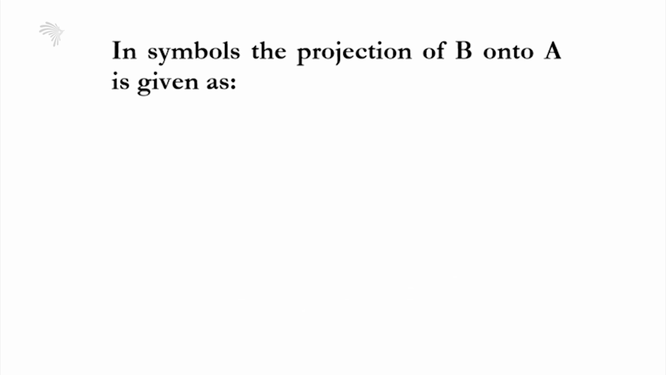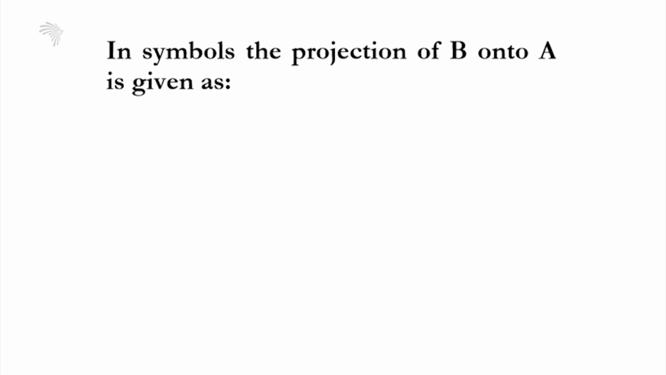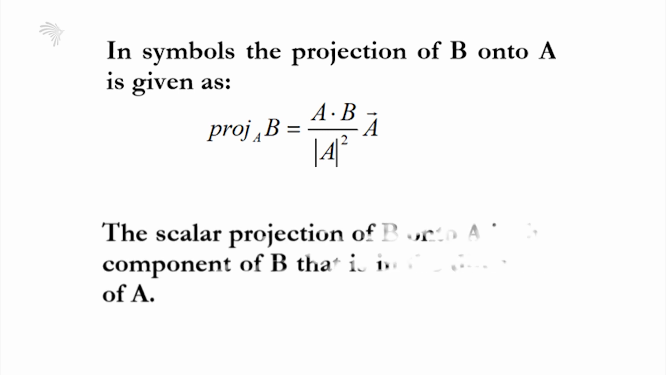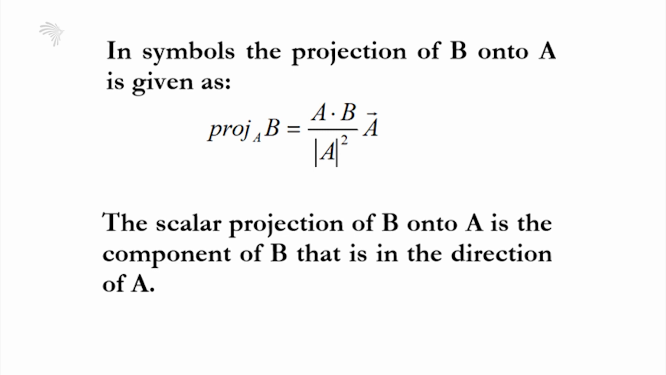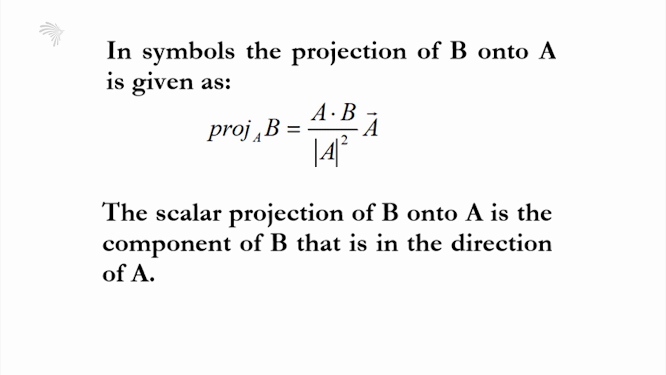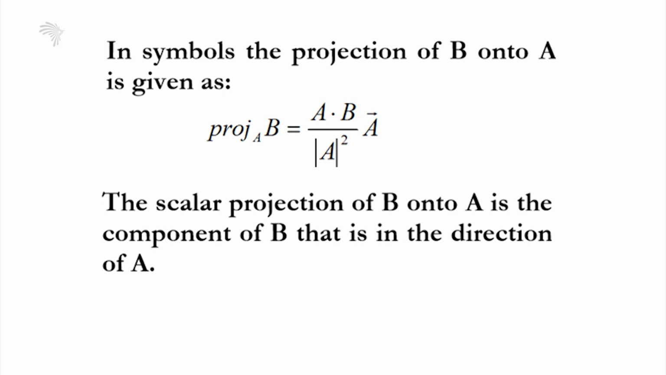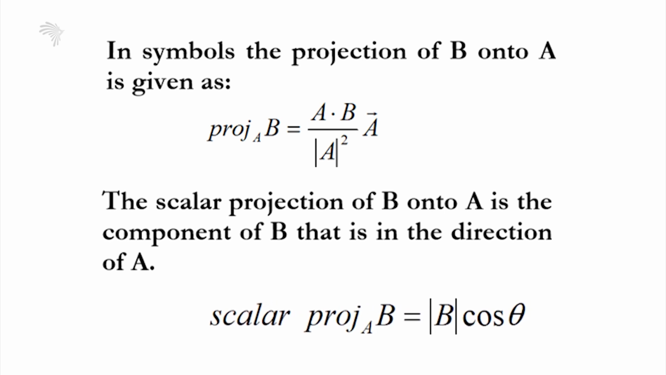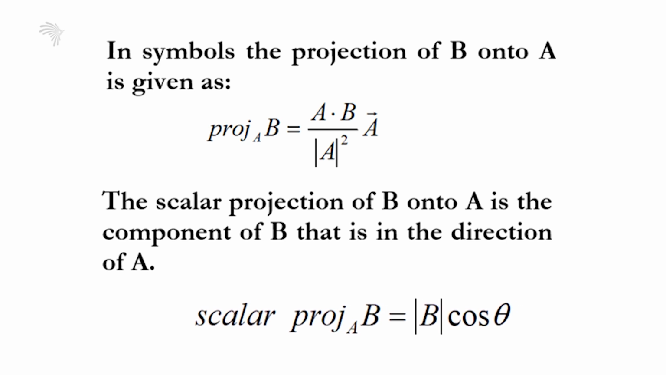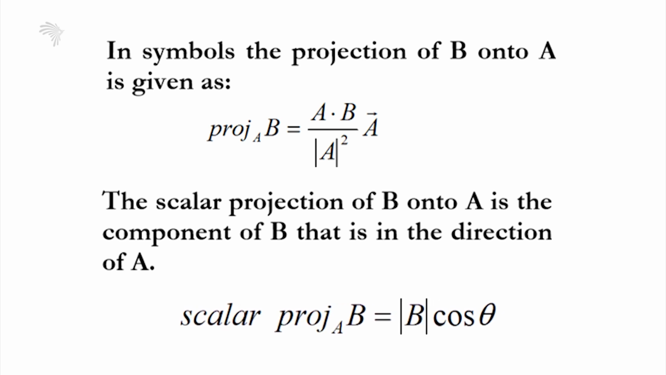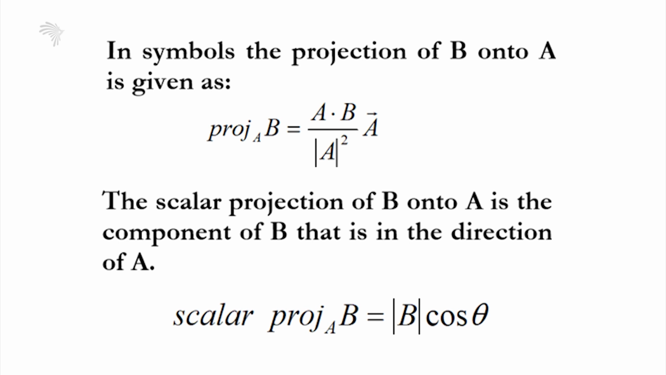So in symbols, the vector projection of vector B onto vector A is given by A dot B divided by the square of the magnitude of vector A, times the given vector A. But if you want to know the scalar projection of vector B onto vector A, it is simply the component of vector B that is in the direction of vector A. Meaning, the scalar projection of vector B onto A equals the magnitude of vector B times cosine of theta, where theta is the smaller angle between the two vectors.